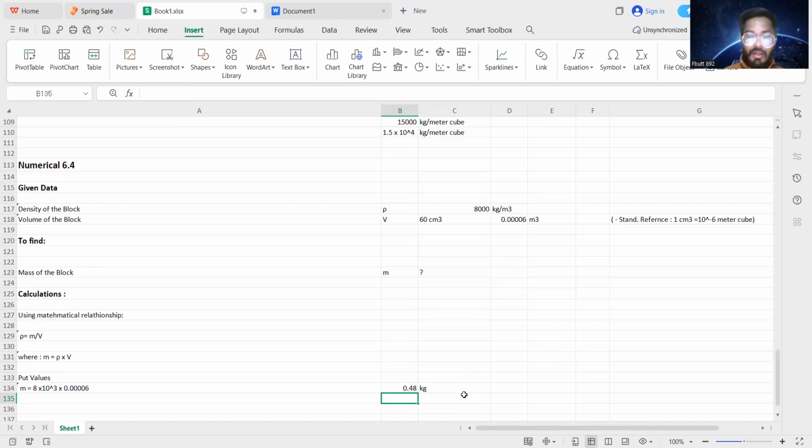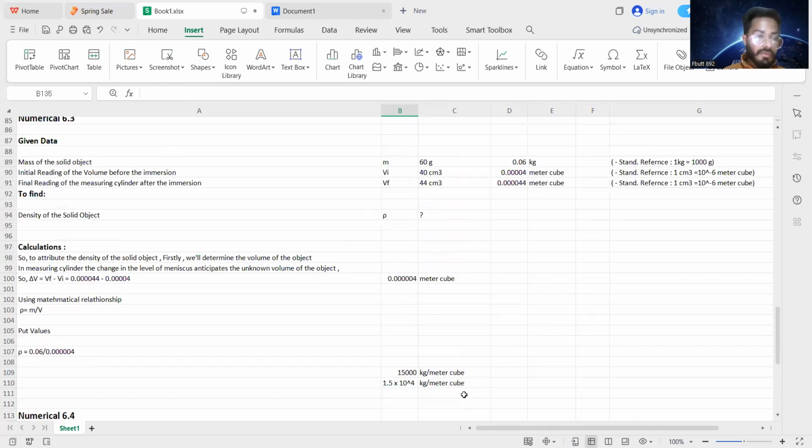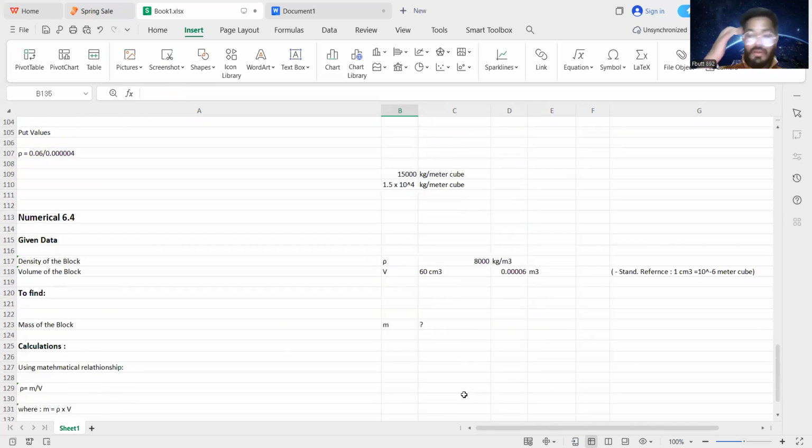So here we have discussed the two numericals, which are 6.3 and 6.4. If you have any query, you can ask or you can contact me without any hesitation.